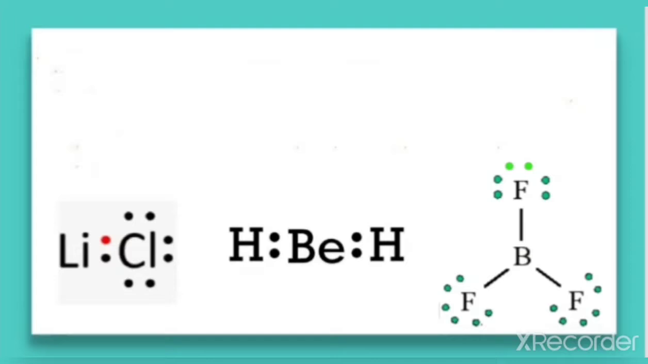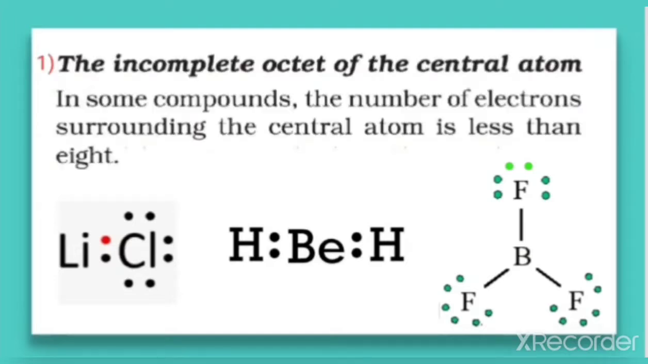For such compounds, we can say that there is a limitation of the octet rule, and there is an incomplete octet of the central atom. That means less than 8. So in some compounds the number of electrons surrounding the central atom is less than 8. This is especially the case for elements having less than 4 valence electrons. When you look at the structures here, lithium chloride, beryllium hydride, boron fluoride, the central atom is lithium, beryllium and boron respectively. They have 1, 2 and 3 valence electrons only. So such examples usually form an incomplete octet of the central atom.